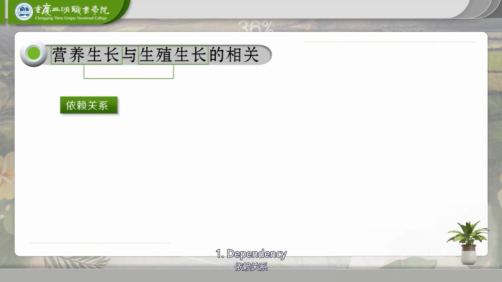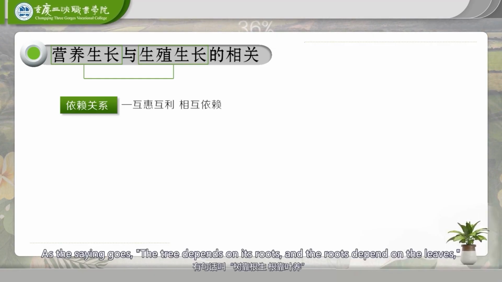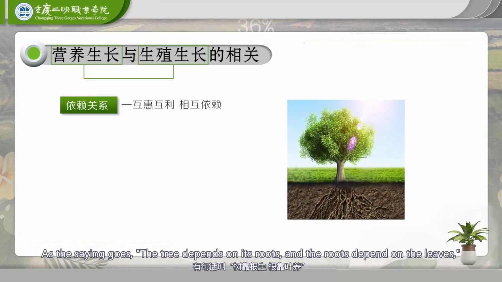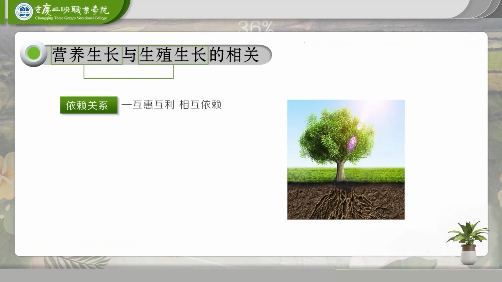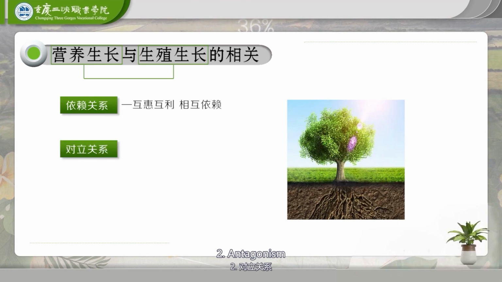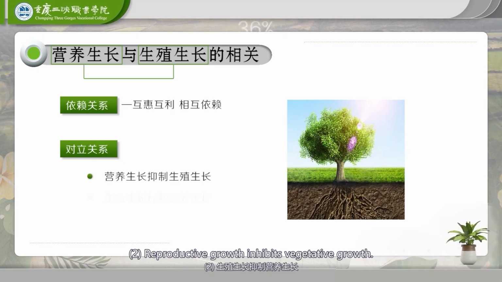1. Dependency. Vegetative growth and reproductive growth are mutually beneficial and interdependent. As the saying goes, the tree depends on its roots, and the roots depend on the leaves, which describes their relationship. 2. Antagonism. 1. Vegetative growth inhibits reproductive growth. 2. Reproductive growth inhibits vegetative growth.